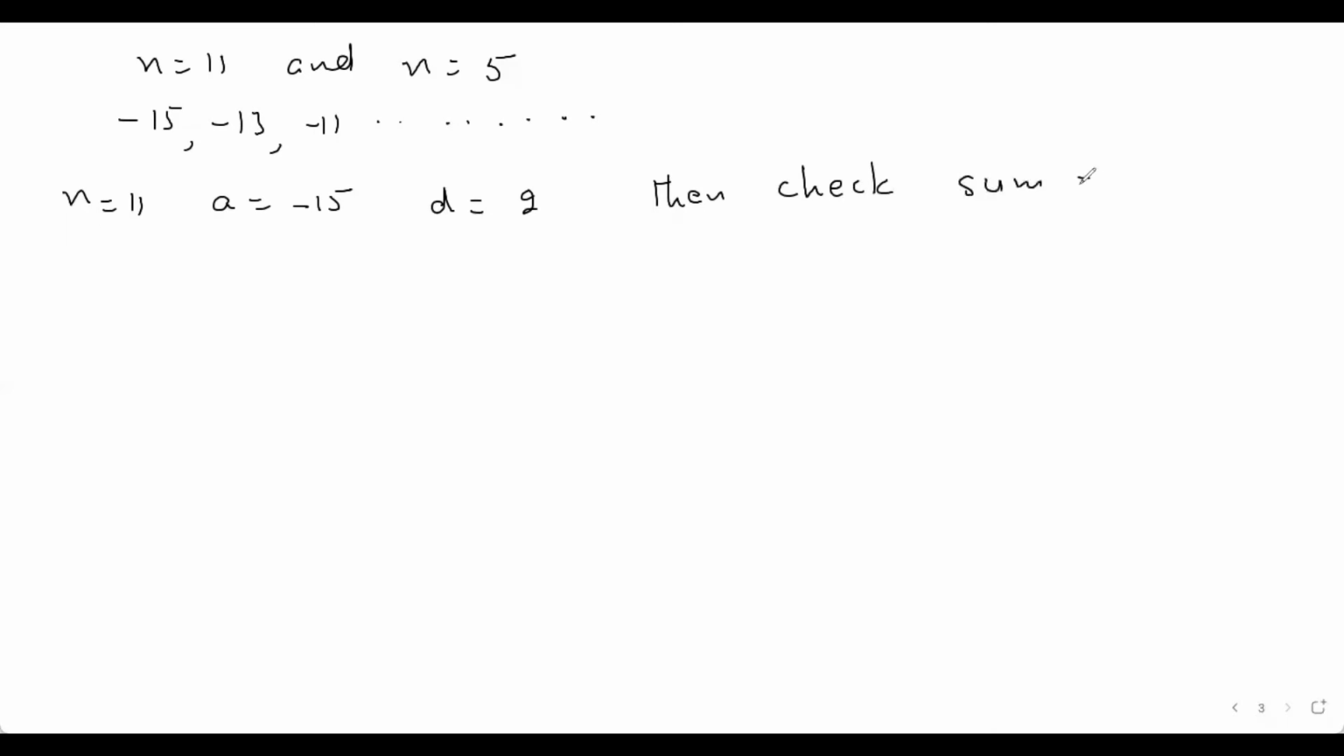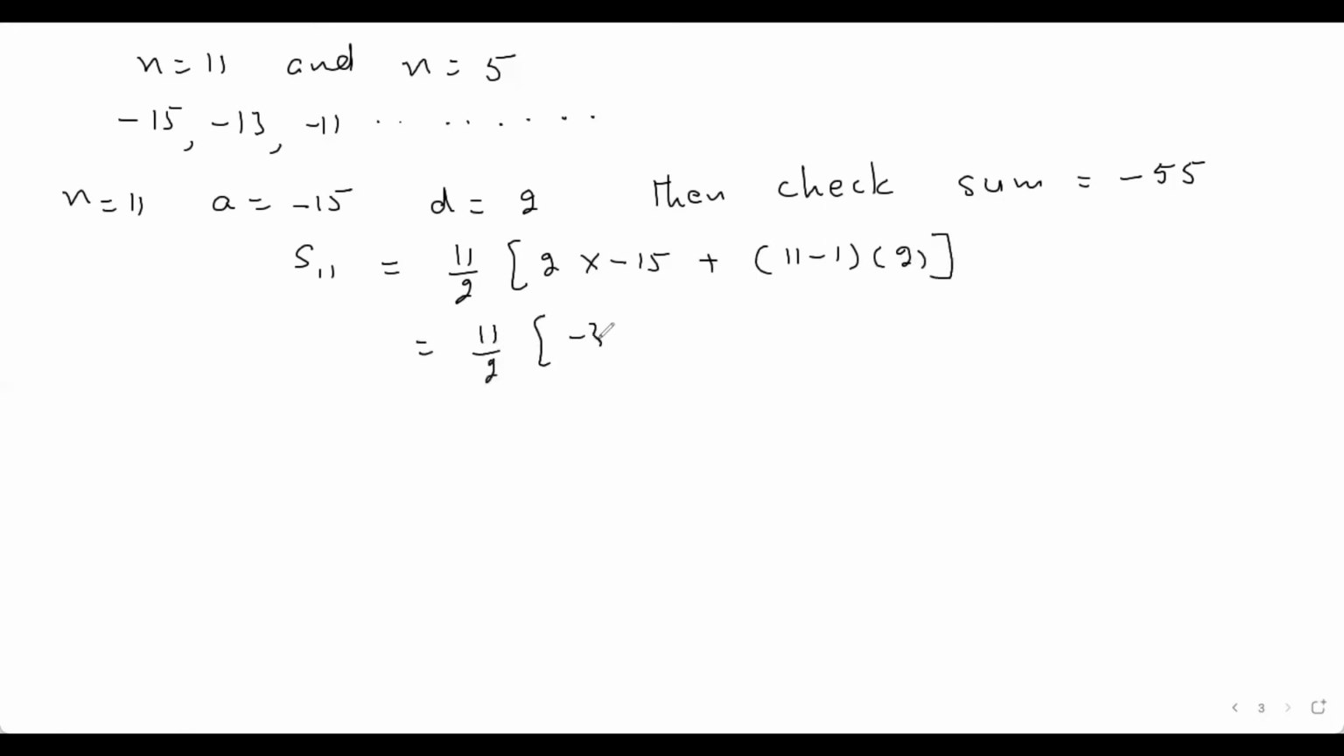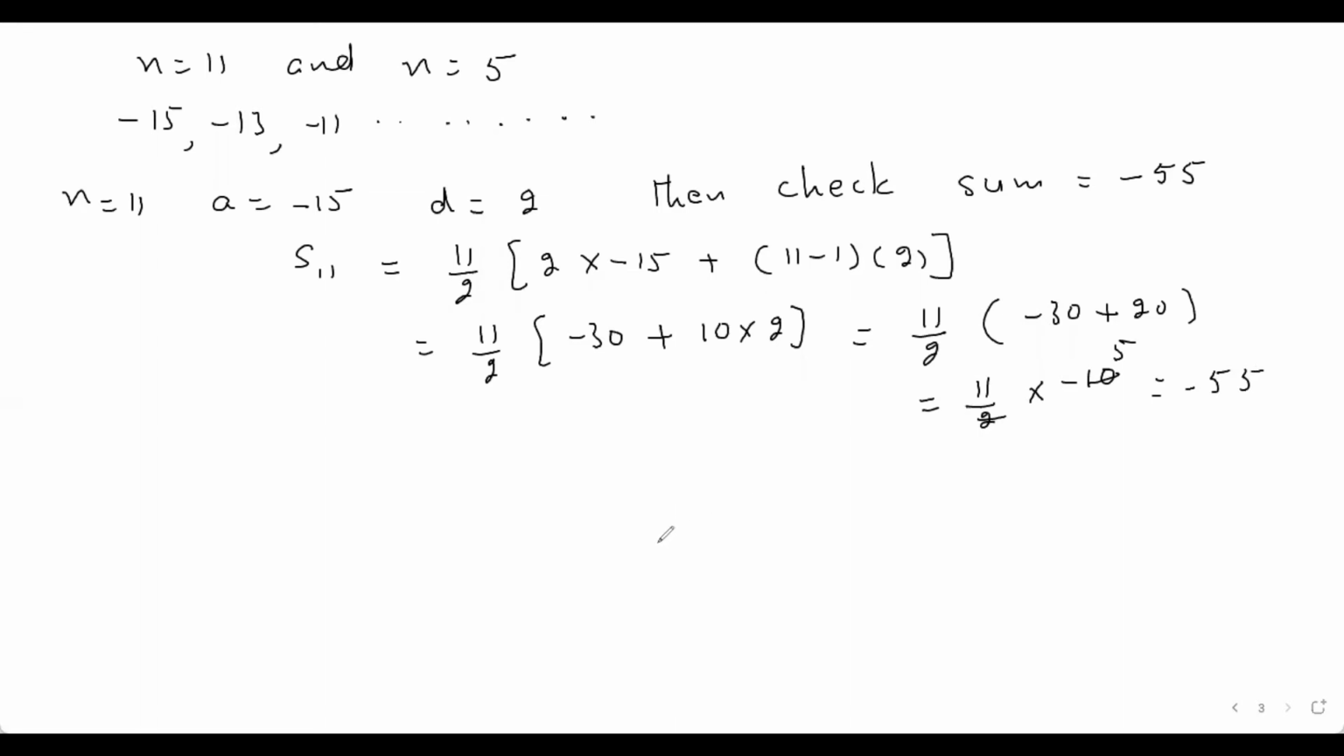Let us check it. Now S11 is equal to 11 by 2 into (2 into minus 15 plus (11 minus 1)), and d is 2. Here it is 11 by 2 into (minus 30 plus 10 into 2). That is 11 by 2 into (minus 30 plus 20). That is 11 by 2 into minus 10. This is equal to minus 55. So we have checked the sum of 11 terms is equal to minus 55.